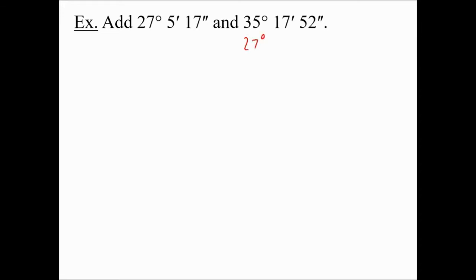27 degrees, 5 minutes, 17 seconds. We're going to add these together. Now, I'm going to add each individual portion. So this is, let's see, how many degrees? That'd be 62 degrees. And this would be 22 minutes. And this would be 69 seconds.